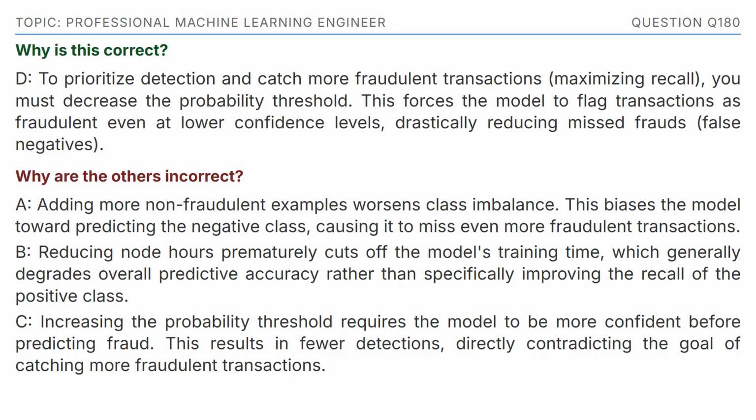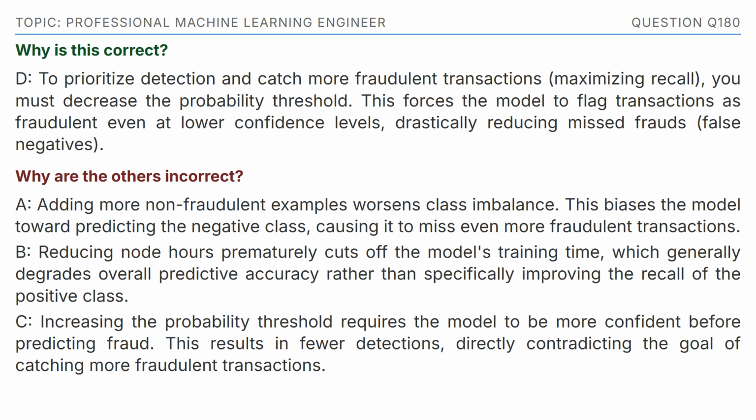To prioritize detection and catch more fraudulent transactions, maximizing recall, you must decrease the probability threshold. This forces the model to flag transactions as fraudulent even at lower confidence levels, drastically reducing missed frauds, false negatives.